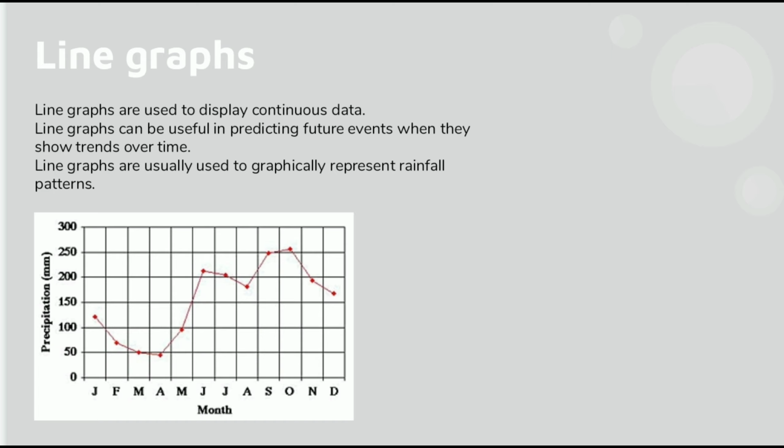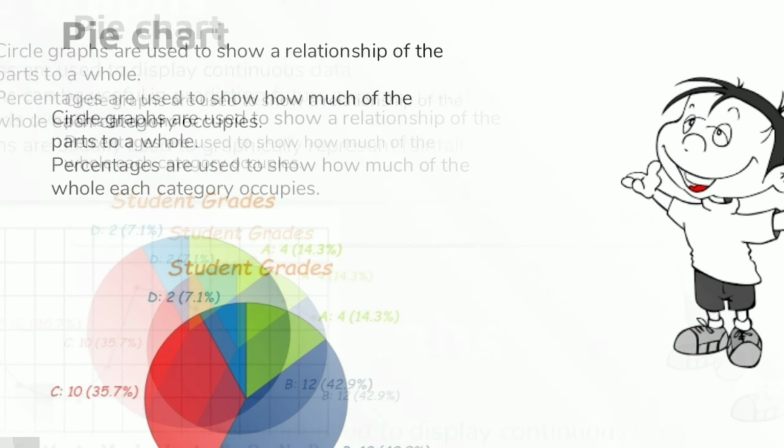So line graphs are used to display continuous data. This is also a graph that's used to display continuous data. It is different from the histogram because, one, it doesn't have any bars and it doesn't work in intervals. It's a bit different, but the information is still continuous. Line graphs are useful in predicting future events when they show trends over time. This is usually our pattern graph, so it establishes a pattern and in that case can predict future events.